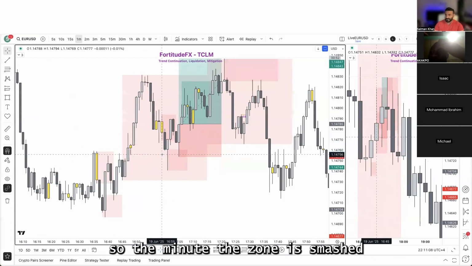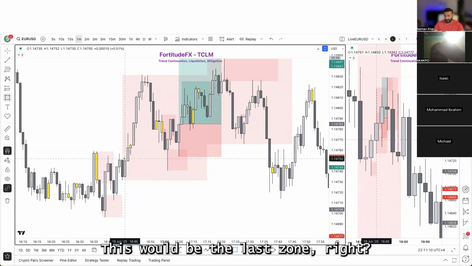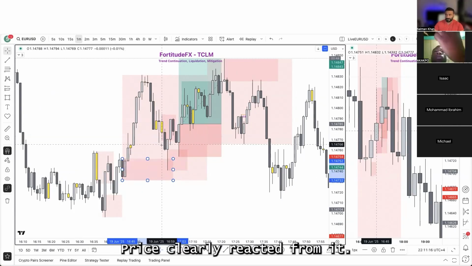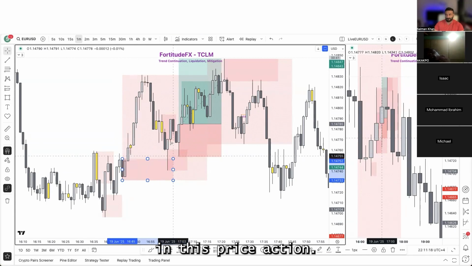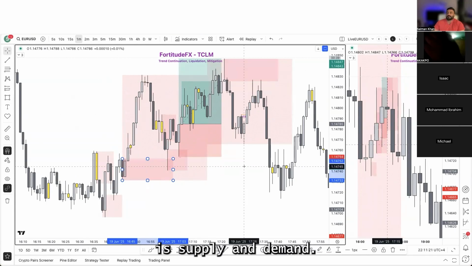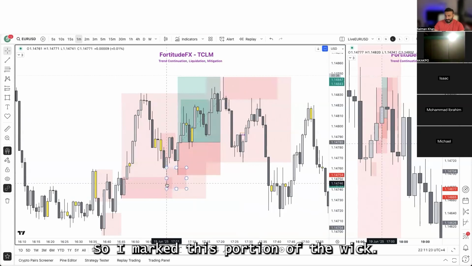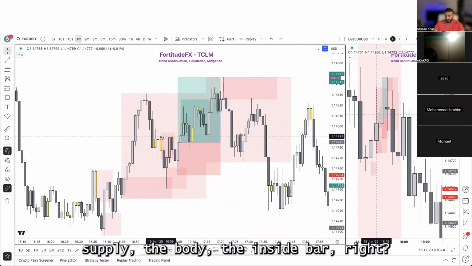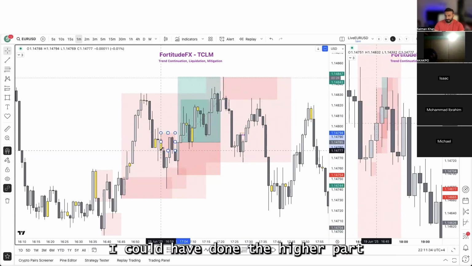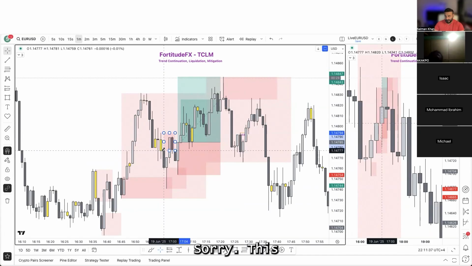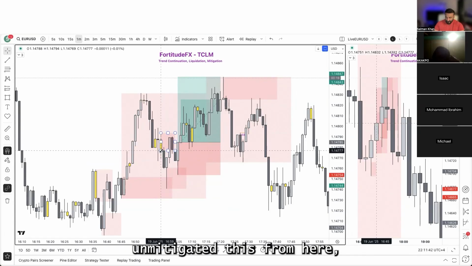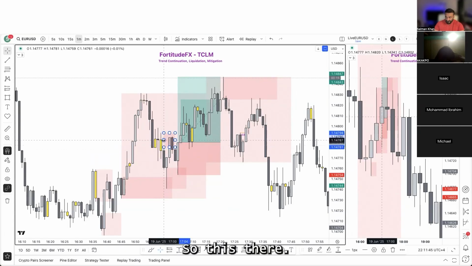So the minute the zone is smashed, I'm done with it. Then this would be the last zone, right? So this would be the zone that I'm looking at. Now, price clearly reacted from it. There is no strong liquidity in this price action, nothing. So next I'm looking at supply and demand. So I marked this portion of the wick, and then I marked this portion of the supply, the body, the inside bar, right? I could have done the higher part because this part is what is unmitigated.